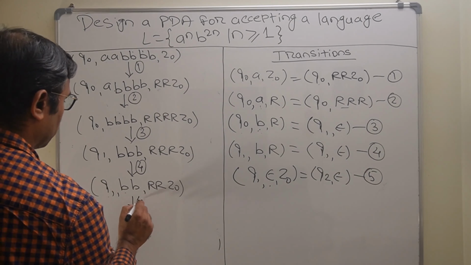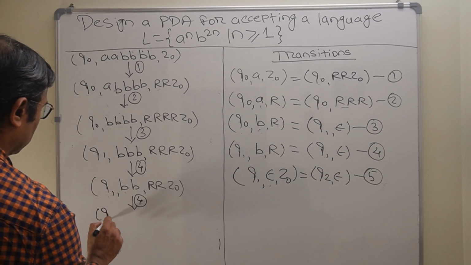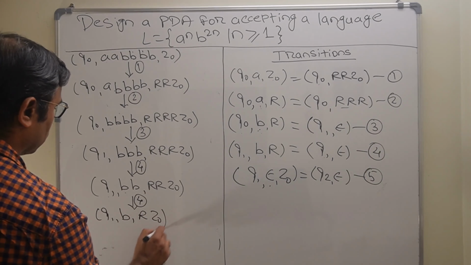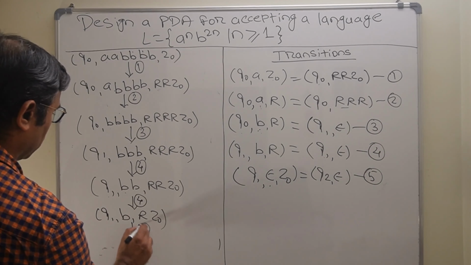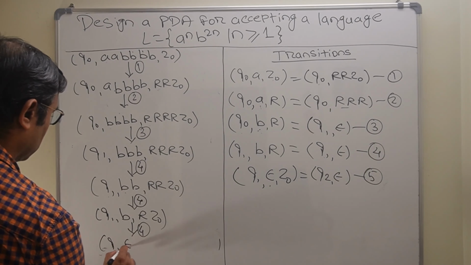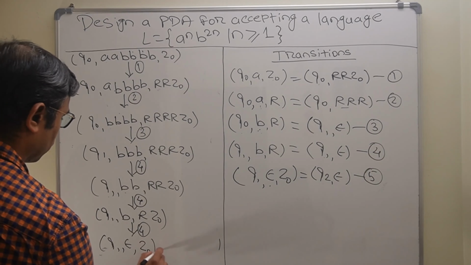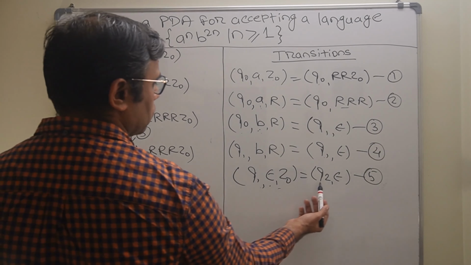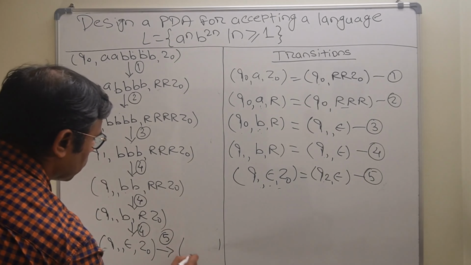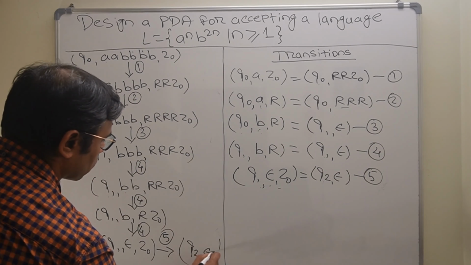Now again Q1 BR, so again rule number 4. So Q1 B R Z0. Again rule number 4 will be applied. So it will be again Q1 epsilon Z0. Q1 epsilon Z0, I will apply rule number 5. So I will write here rule 5. So it will be Q2 epsilon.